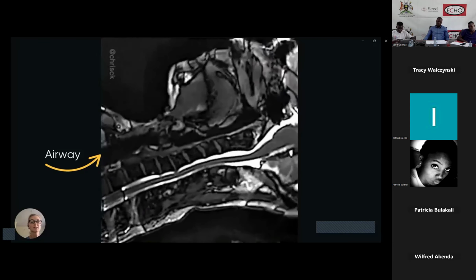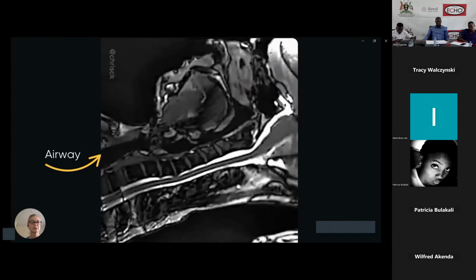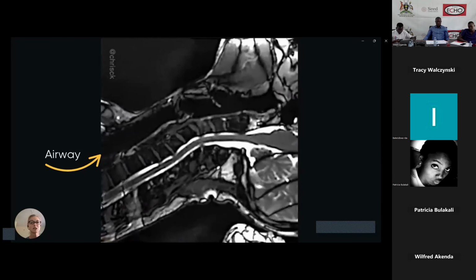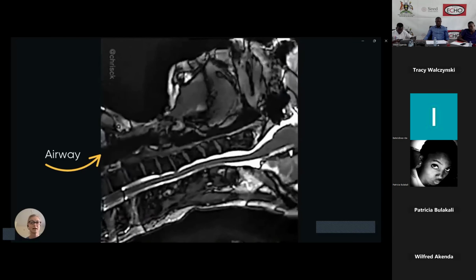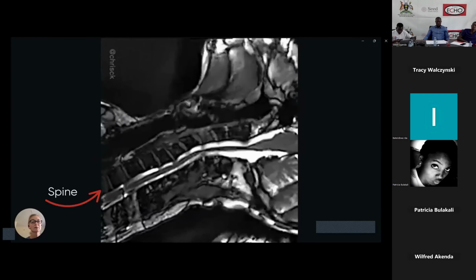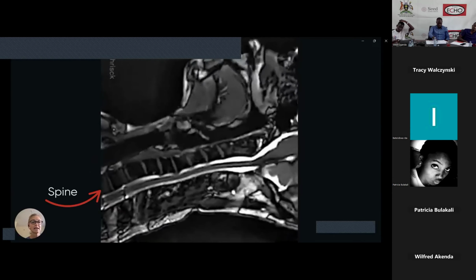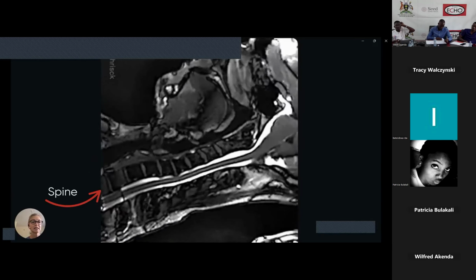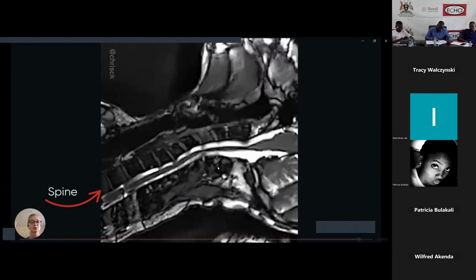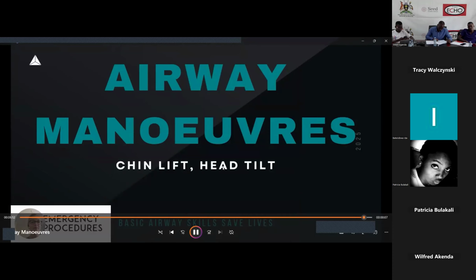So what does this look like in real life? This is an MRI video. I want you first of all to pay attention to the airway. Watch how the tongue comes right off the back of the airway and everything clearly opens up. However, when you pay attention to the spine, when you are doing a head tilt chin lift, you can see how much the spine moves. And this is why we don't recommend this in a trauma patient. So that was chin lift, head tilt, and jaw thrust in both adults and children.